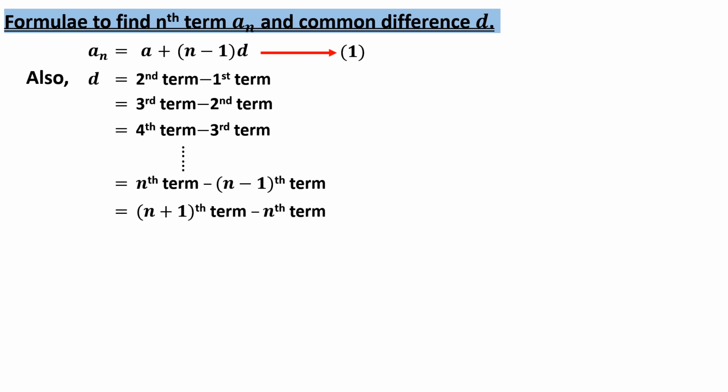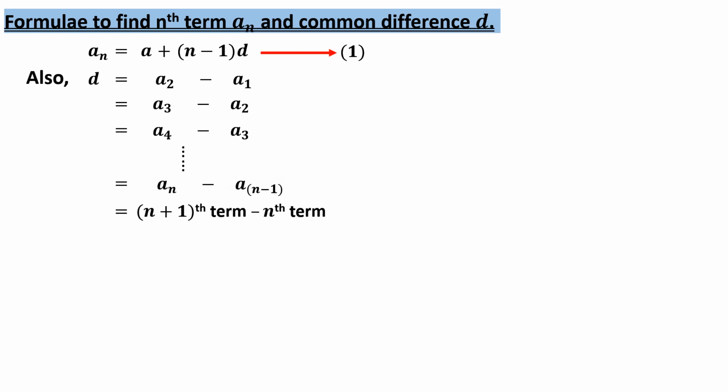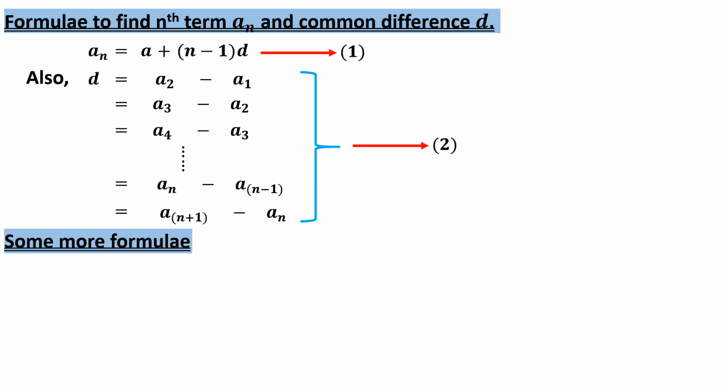Second term is A2, first term is A1. Let us replace them like this. Similarly, this is A3 minus A2, A4 minus A3, an minus an minus 1, an plus 1 minus an. This is the second formula you have to memorize.